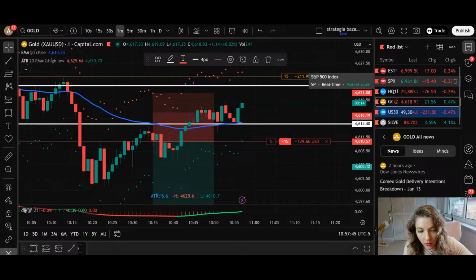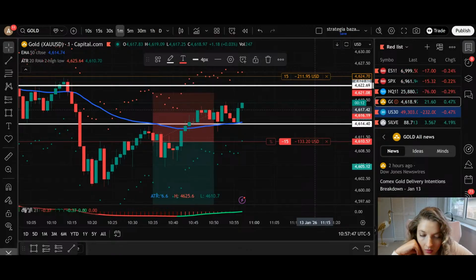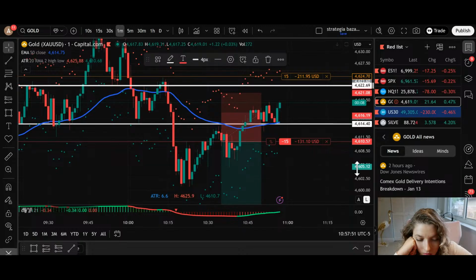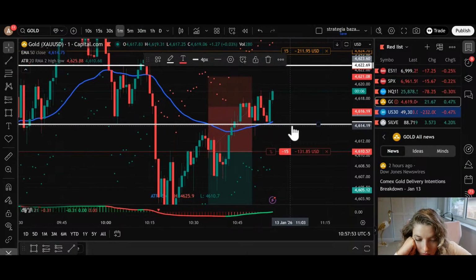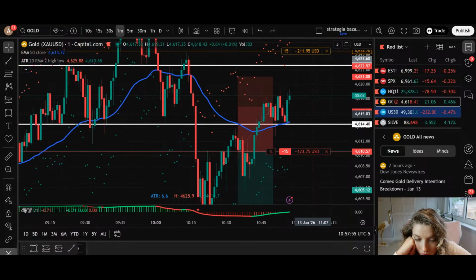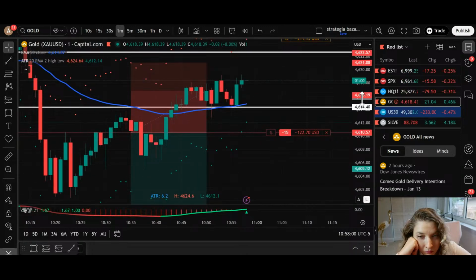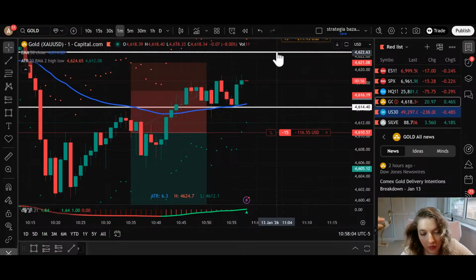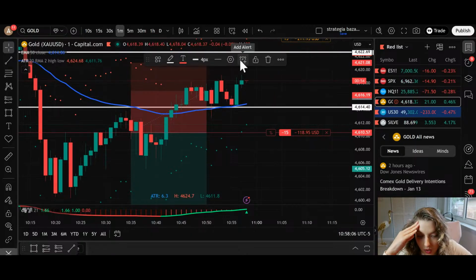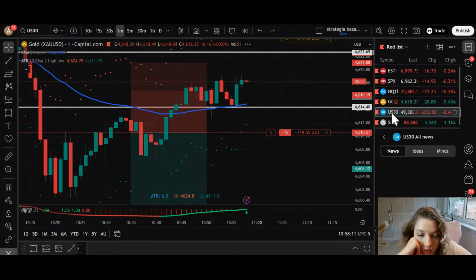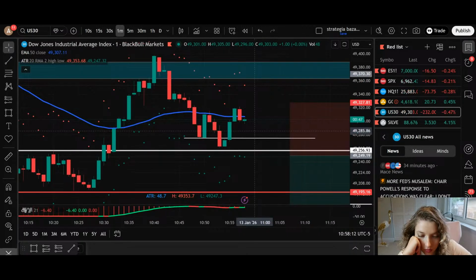Anyway, this gold trade did not follow my rules. The price did not touch the EMA when I got in. I should not have been in this trade. But it is what it is. Let me put an alarm here, because I want to go back to ES.